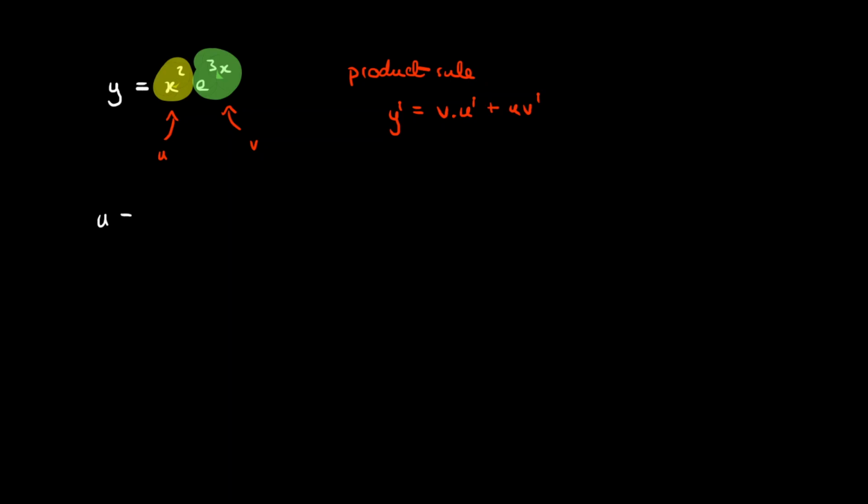So we've got u equal to x squared, and v equal to e to the 3x. We're going to differentiate both of these. So u prime is equal to 2x, and v prime is equal to 3e to the 3x, using the rule that we did in the last video.